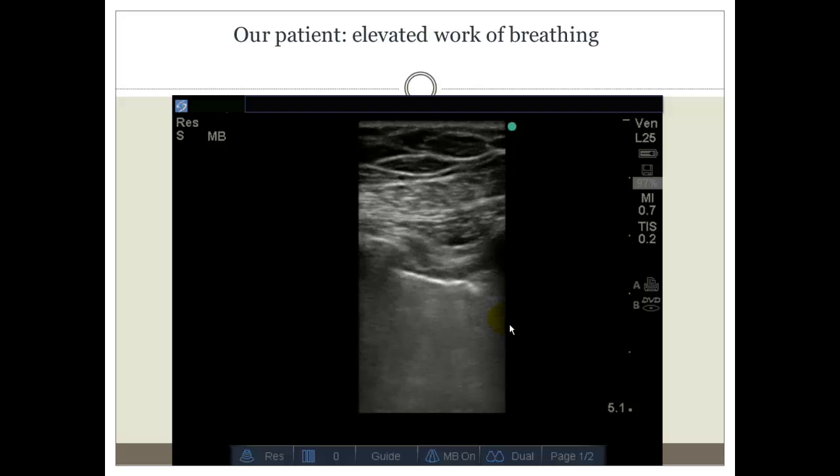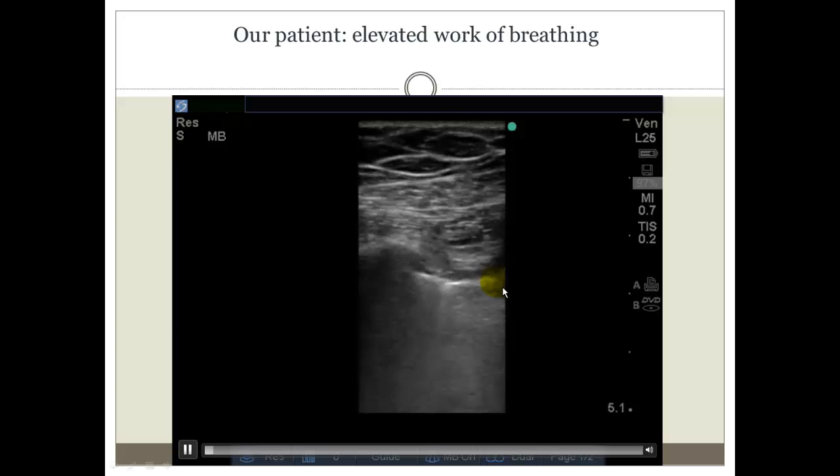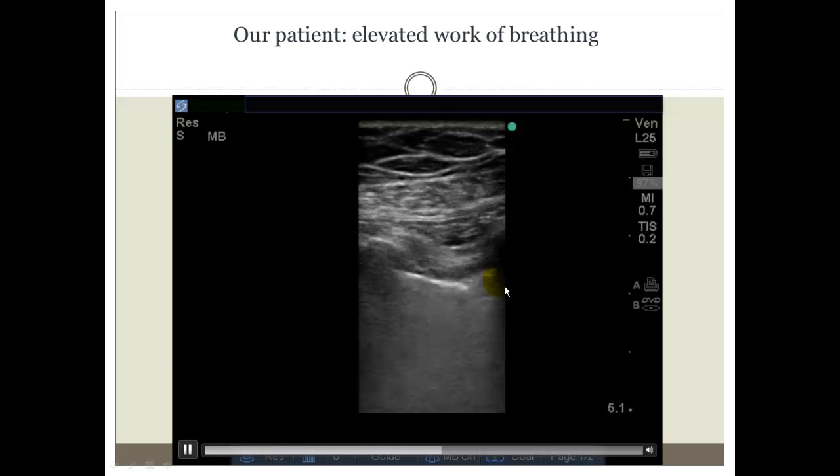Back to our patient. Our patient displayed lots of work of breathing. When we performed ultrasound, we did find lung pleural sliding, indicating that this patient does not have a pneumothorax. We repeated this over several sections of the chest to make sure. However, it's most likely to see pneumothorax over the apical non-dependent chest.